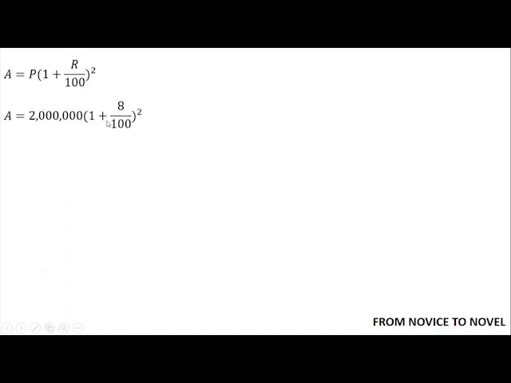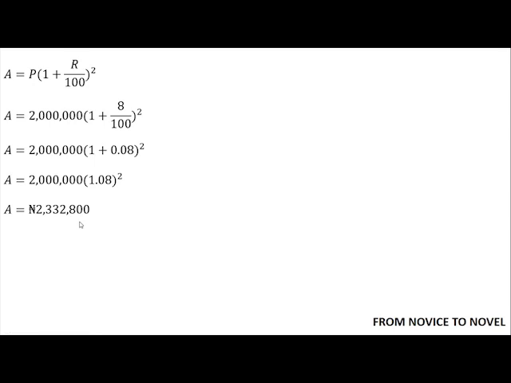Amount equals 2 million times bracket 1 plus 8 over 100, raised to power 2. 8 divided by 100 is 0.08, and by the time you add 0.08 to 1, you have 1.08. When you evaluate this, the amount to be paid after 2 years is going to be 2,332,800. And from the question, you were told that after each year, he was paying 1 million back.